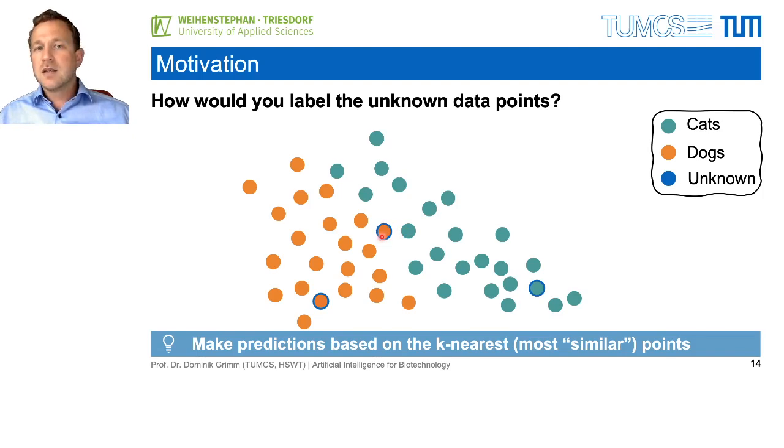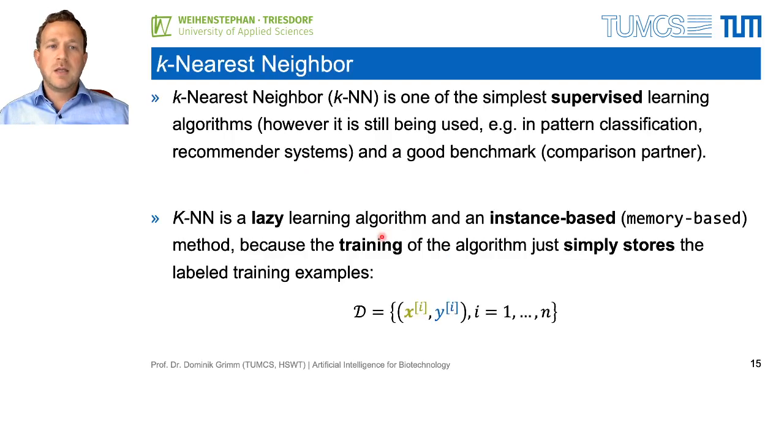So that's the basic idea behind the k-nearest neighbor method. As you might guess, k-nearest neighbor is one of the simplest supervised machine learning models. However, even if it's simple, it does not mean that it's not used anymore. It's still very much used in different areas. For example, in recommender systems, if you'd like to recommend to a user a movie or a product that he might like, or it's also used in pattern classification or in imaging.